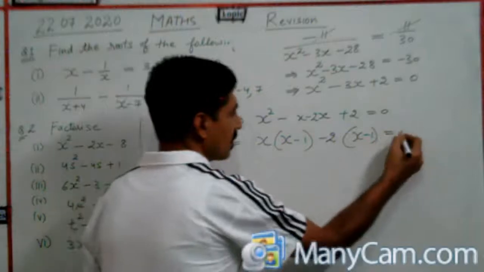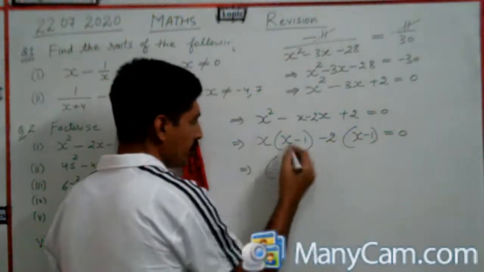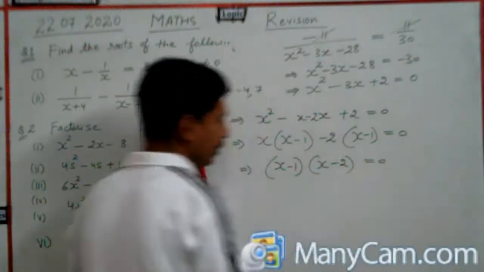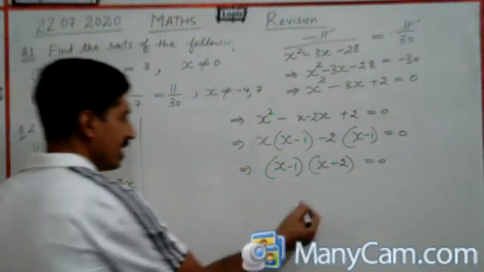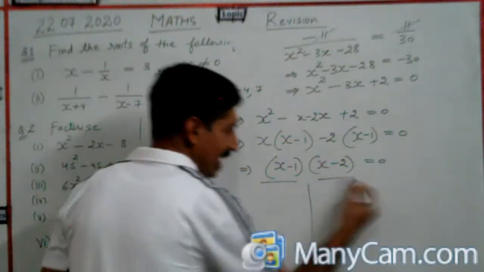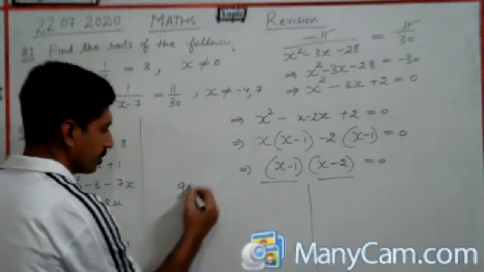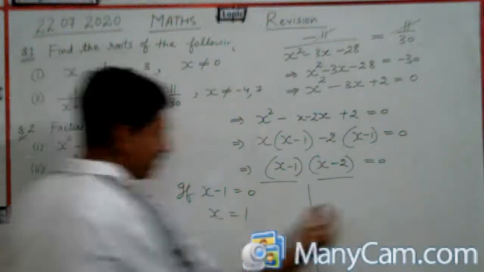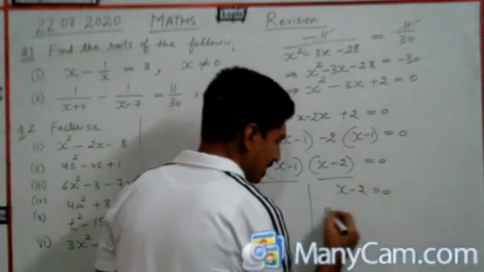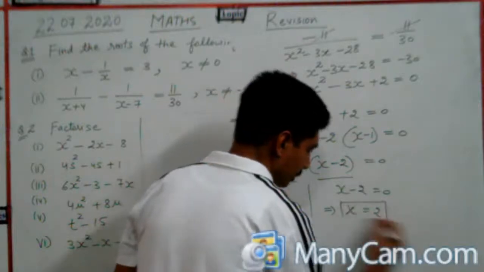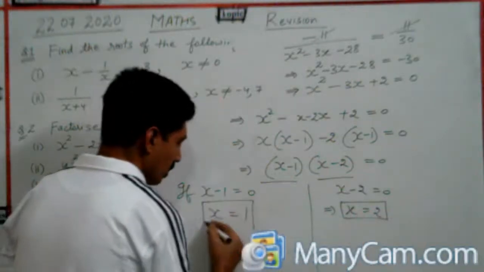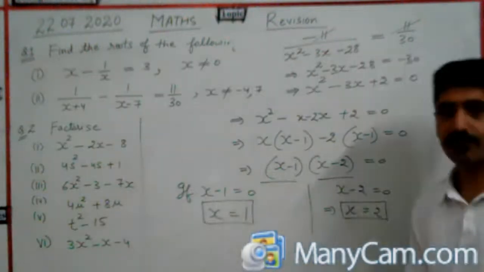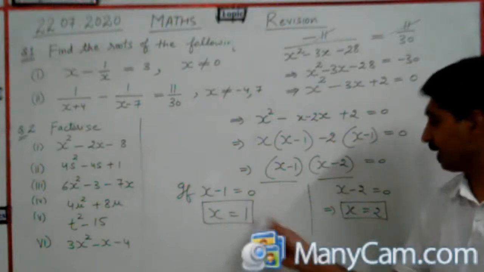So we have the two factors, one is x minus 1 and one is x minus 2 is equal to 0. How to find the zeros? Either x minus 1 is 0 or x minus 2 is equal to 0. If x minus 1 is equal to 0, then x is equal to 1, and x minus 2 is equal to 0, this implies that x is equal to 2. So for this equation, we have the value of x is equal to 1 and the value of x is 2.